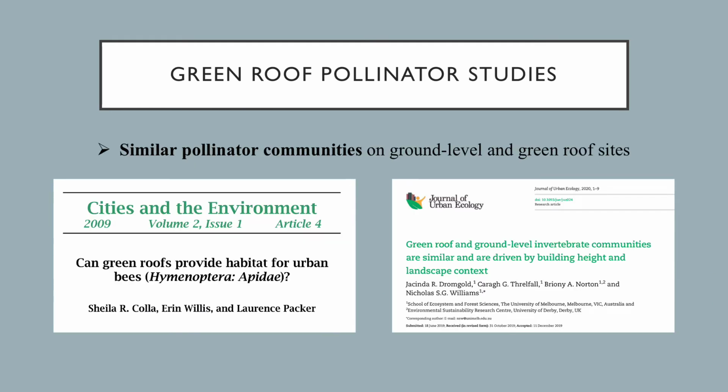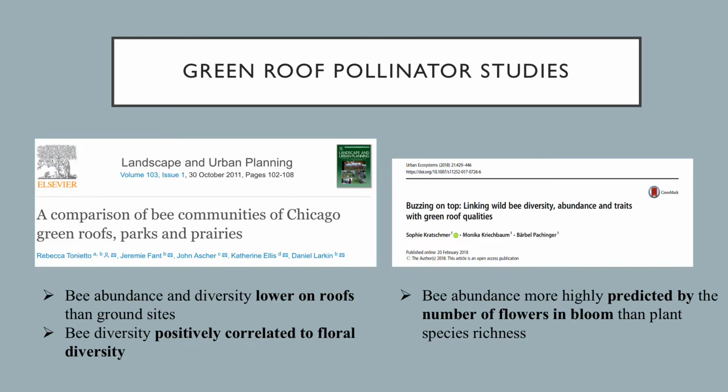Pollinator green roof studies are new and up and coming, and there's a lot more work that needs to be done, but most of them show that green roofs are accessed by a diverse group of pollinators. Kola et al. 2009 and Drumgold et al. 2020 both report similar communities of pollinators to access ground level and green roof sites. Comparatively, Tonetto et al. 2011 researchers reported a lower abundance and diversity of bees to be on green roofs than their ground level sites. They also show bee diversity on green roofs to be positively correlated to local plant diversity and composition.